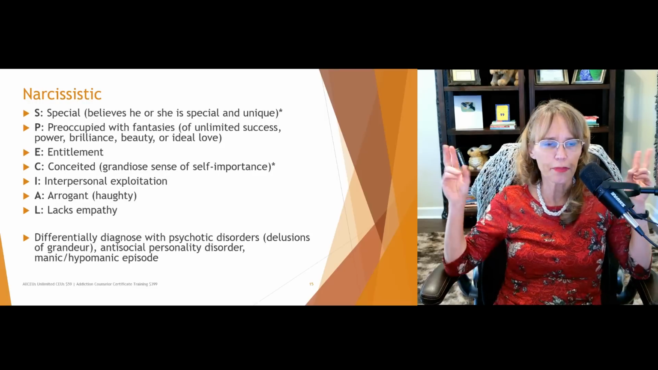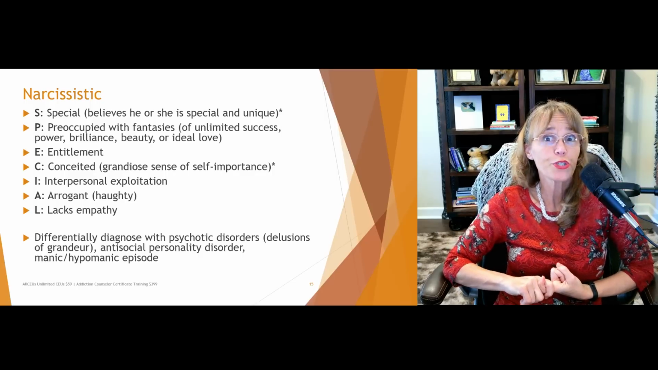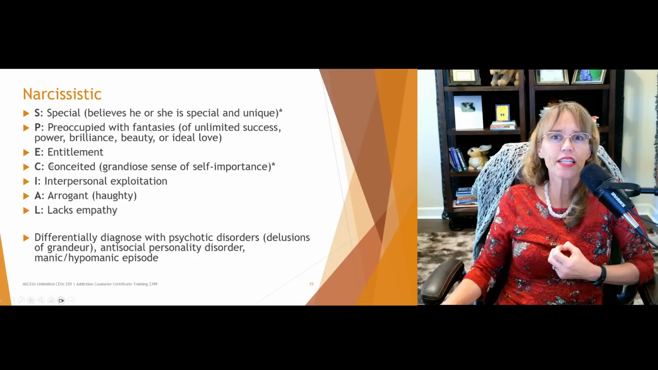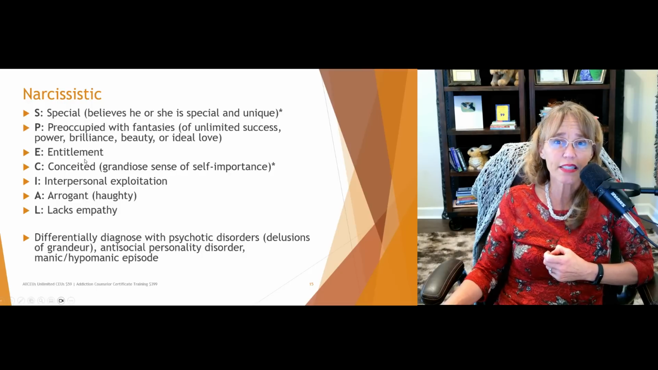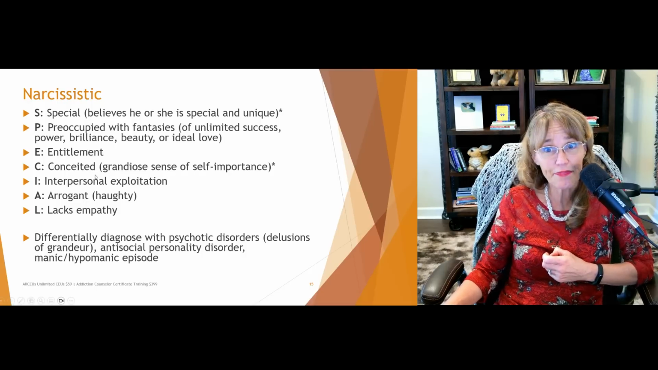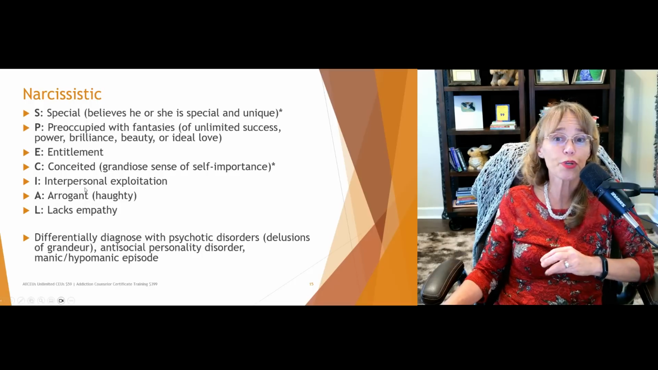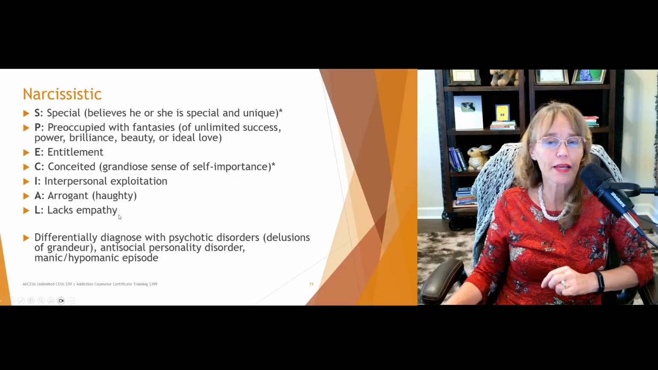Narcissistic mnemonic is special. They believe that they're special or unique. They're preoccupied with fantasies of unlimited success, power, brilliance, beauty, or ideal love. They have a sense of entitlement. They're conceited. They engage in interpersonal exploitation. They tend to be arrogant and lack empathy.